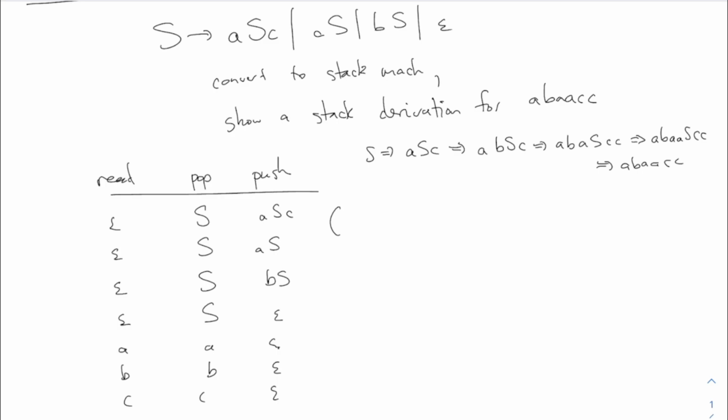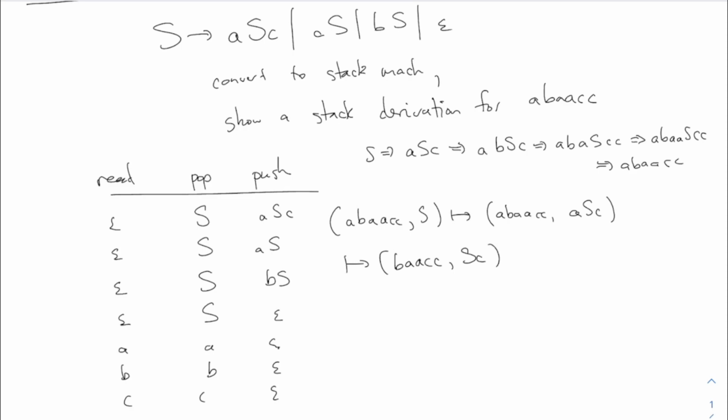So on my stack machine, it would look like A, B, A, A, C, C, comma, S. Unfortunately, when you actually write this out, there's kind of a lot of steps. But first I'm going to do the rule S goes to ASC on the grammar, which is rule number 1 there. So it's now going to say A, B, A, A, C, C, ASC. And now I pop the A's, which are at the beginning of the string and at the beginning of the stack. B, A, A, C, C, pop the A, it's now SC.